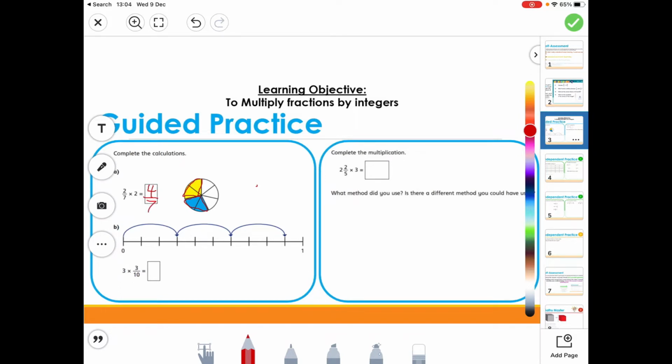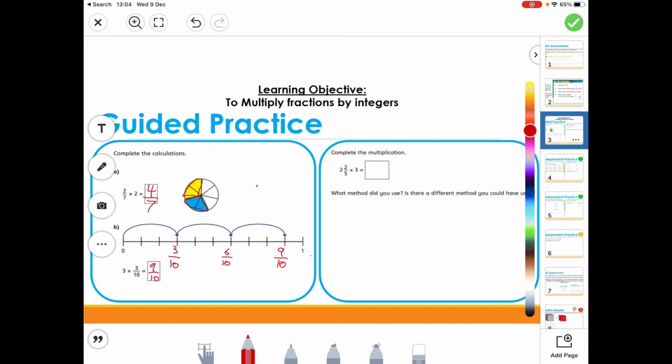And B says 3/10 times, so it says 3 times 3/10. I know the first jump is going to be to 3/10. And if I add another lot of 3/10, it takes me to 6/10. And then finally, our last jump will go to 9/10. So 3 multiplied by 3/10 is 9/10.